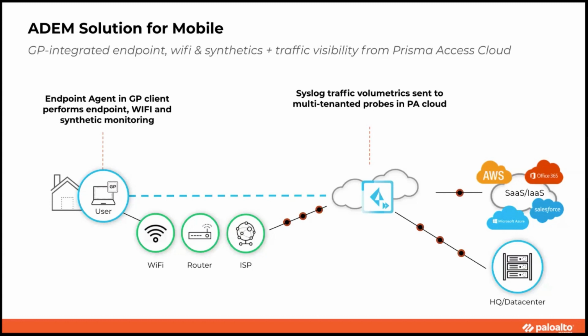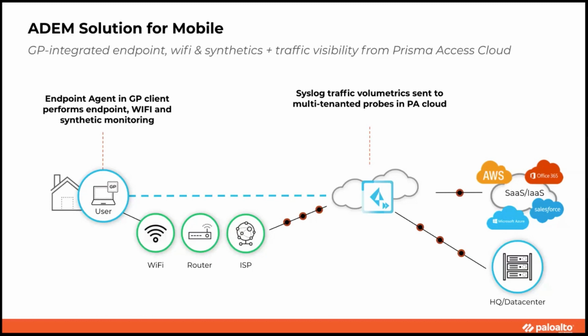ADEM continuously monitors real user traffic as it crosses each segment from the endpoint to the application and identifies baseline metrics for each application, and then it automatically remediates any issues within the Prisma Access cloud. In addition, ADEM provides visibility into any deviation or events that degrade the user experience across each segment between the end user and the application, whether it is endpoint, Wi-Fi, LAN, router, ISP, Prisma Access, or any other application, SaaS, or the data center.